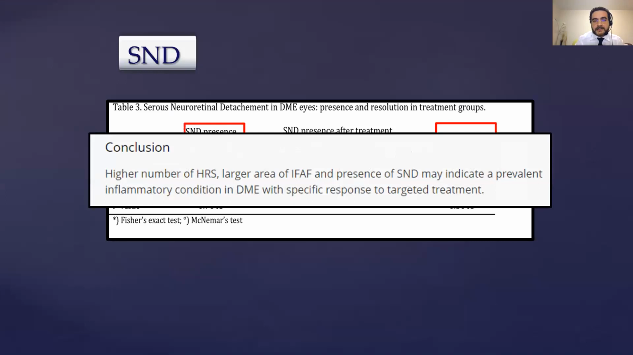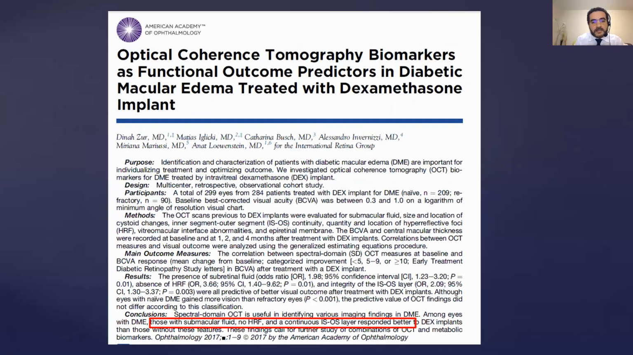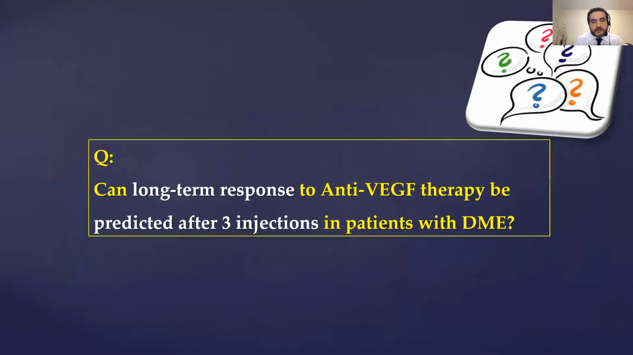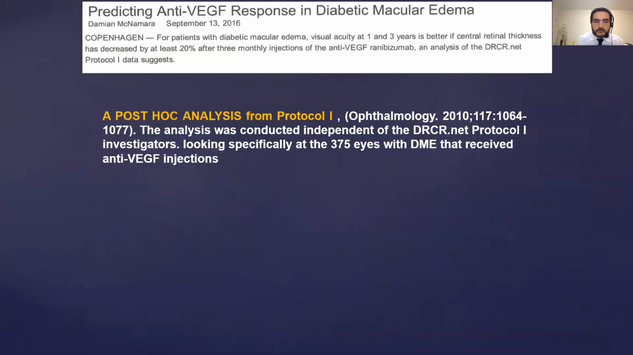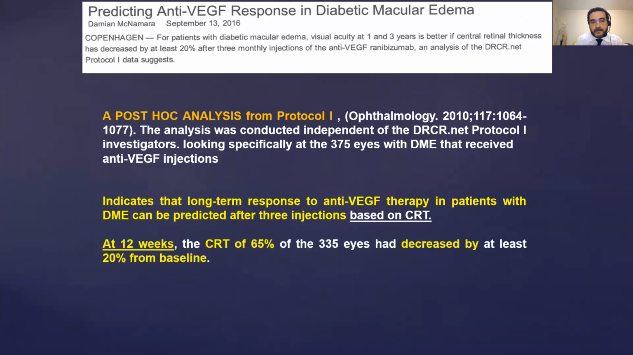So they concluded that the presence of subretinal or subfoveal neurosensory detachment, in addition to the hyperreflective spots, could be a sign of inflammation. Another more recent study, also from 2017, had the same finding about subretinal or submacular fluid. Another important point, which I now practice, is to look at the response after three monthly injections of anti-VEGF. Look at the post-hoc analysis of protocol I. They classified the response after three monthly injections based on central macular thickness and visual acuity gain.